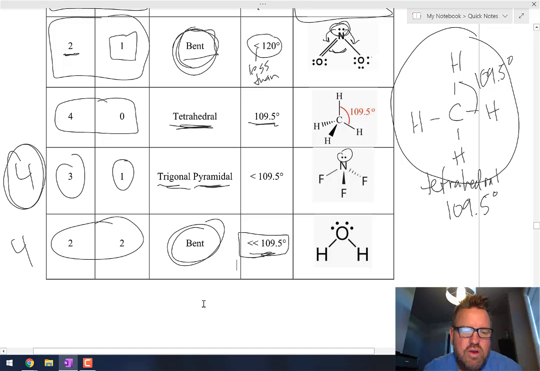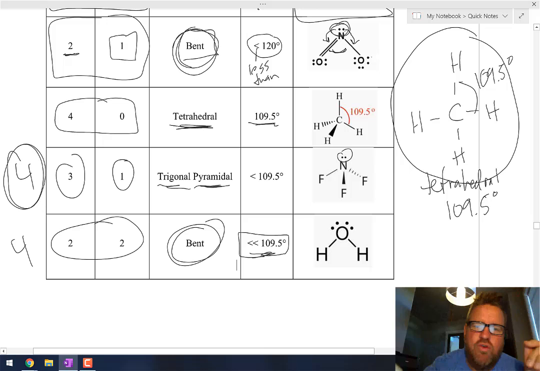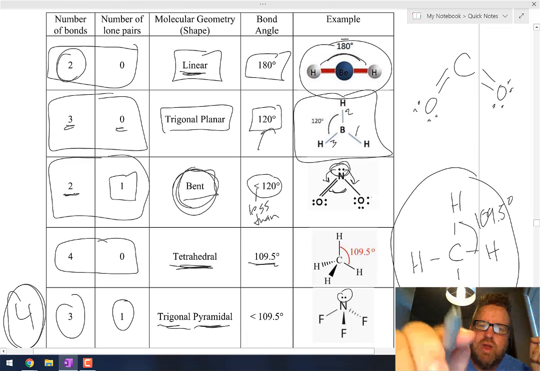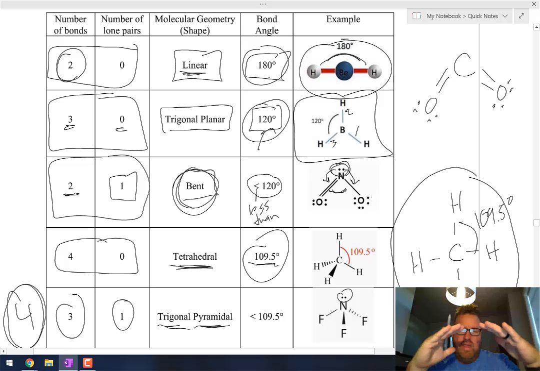Okay, now you don't have to remember 107.8 or 104.5. All I want you to remember is the original one is 180, 120, and 109.5. But as you take bonds away, those bond angles do get a little bit smaller.